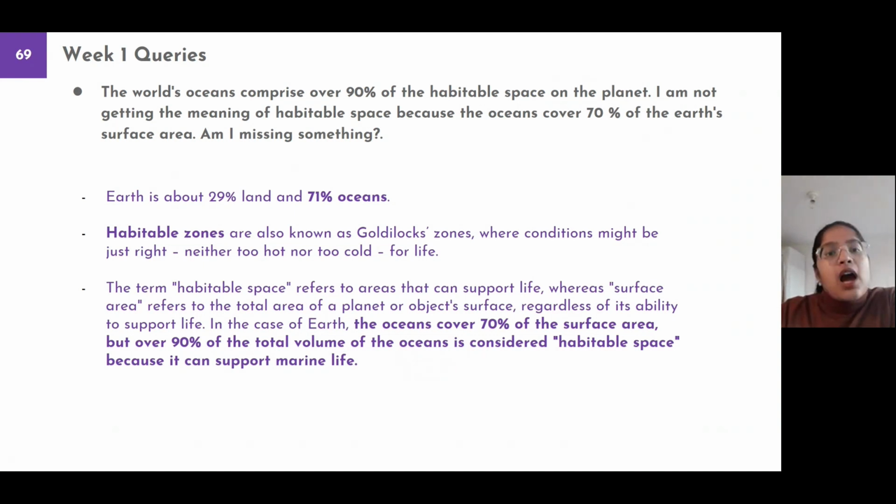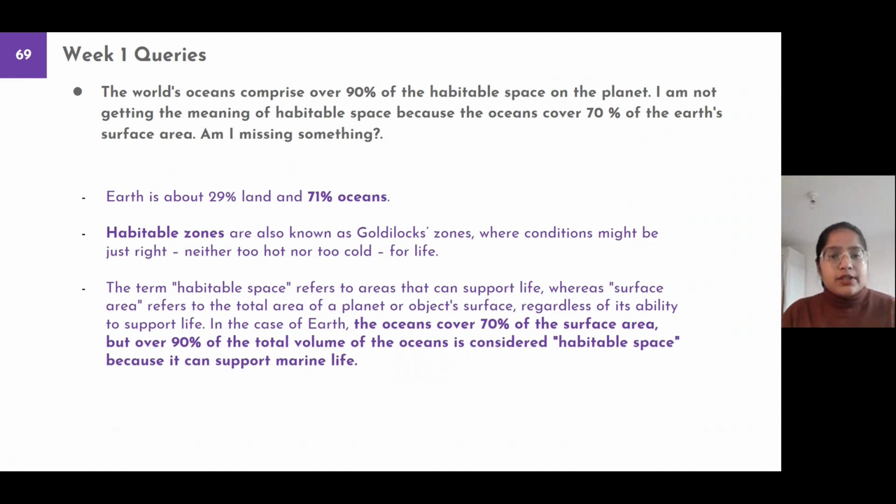That is correct. However, habitable zones are described as areas which are just right for life. That is, they're neither too hot nor too cold. And so surface area refers to the total area of the planet or the object surface, regardless of its ability to support life.